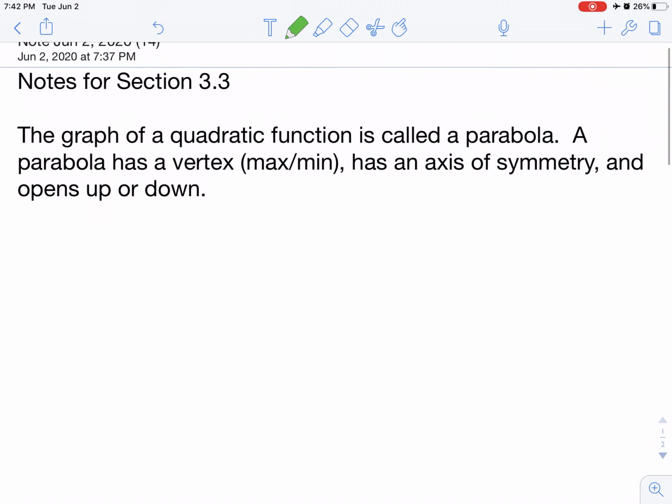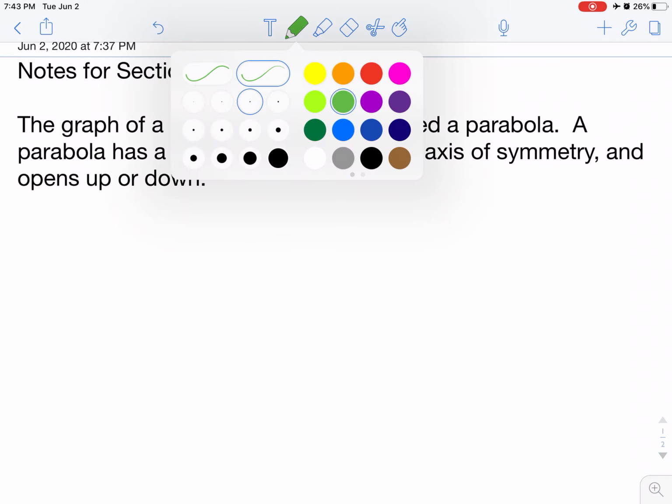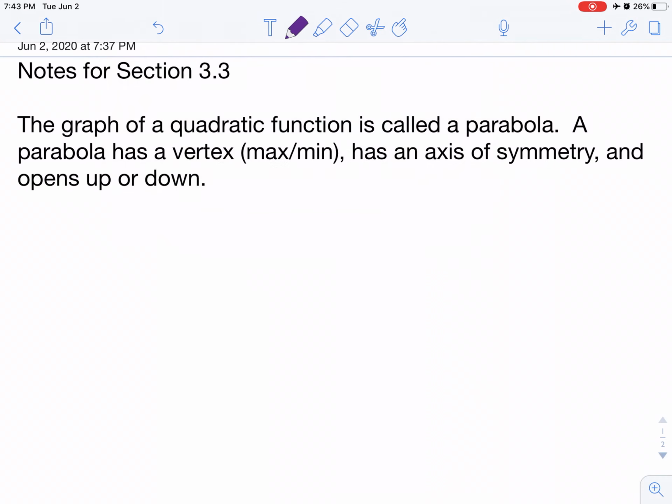All right, so these are my notes for section 3.3, and it's sort of an extension of the previous quadratic function section. The big difference here is we're looking at graphs of quadratic functions. The first thing here does reference a previous definition. The graph of a quadratic function is called a parabola.